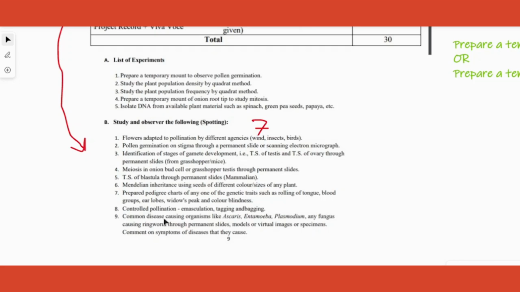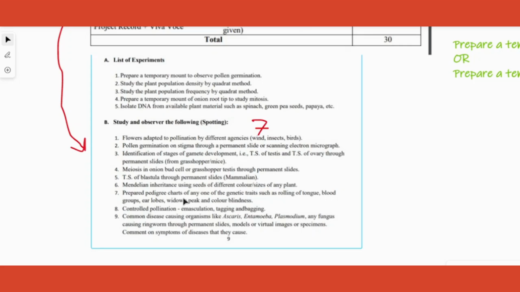Okay. Next one is Mendelian inheritance. You see seeds and all, it is Mendelian inheritance itself, but you should know what it is. So for that, I will be doing another video on it, so that you will be able to tell what the inheritance is, like what the pattern is.